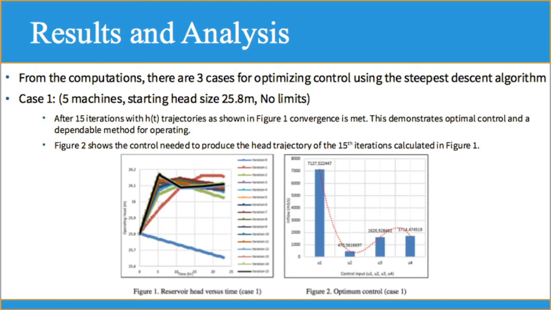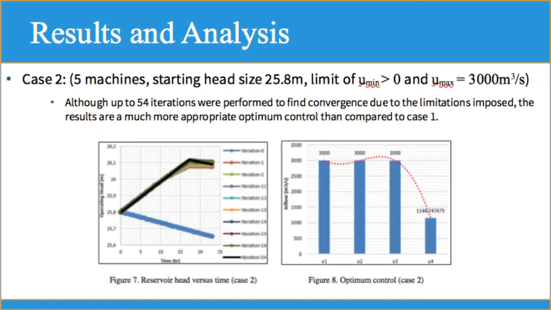So now with limitations, we have this new computation. We set the limit to the Keeps maximum, which is 3,000 meters cubed per second. The computation took 54 iterations, however, it converged faster. So even though it took more iterations, the calculation was performed faster, and with a much cleaner and more appropriate look, as you can see on the right side, the bar graph.